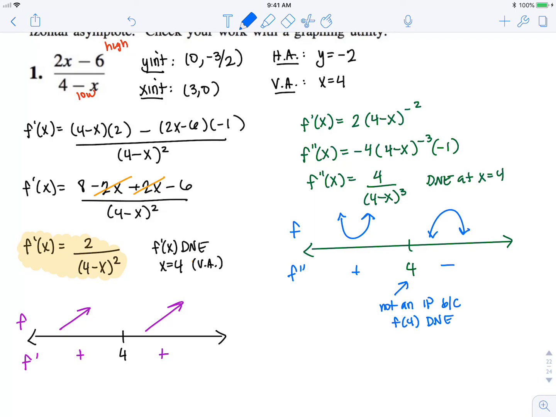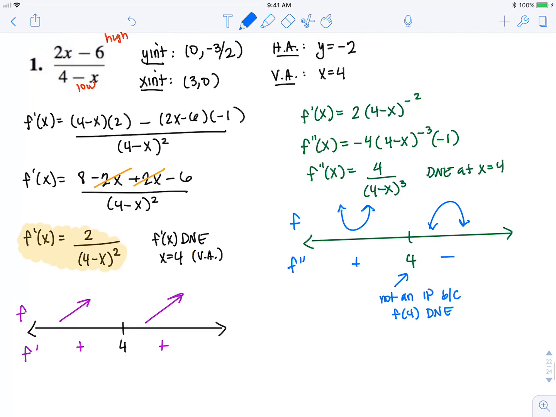It's a vertical asymptote. So now we can take all of this information and sketch our graph in the next video.